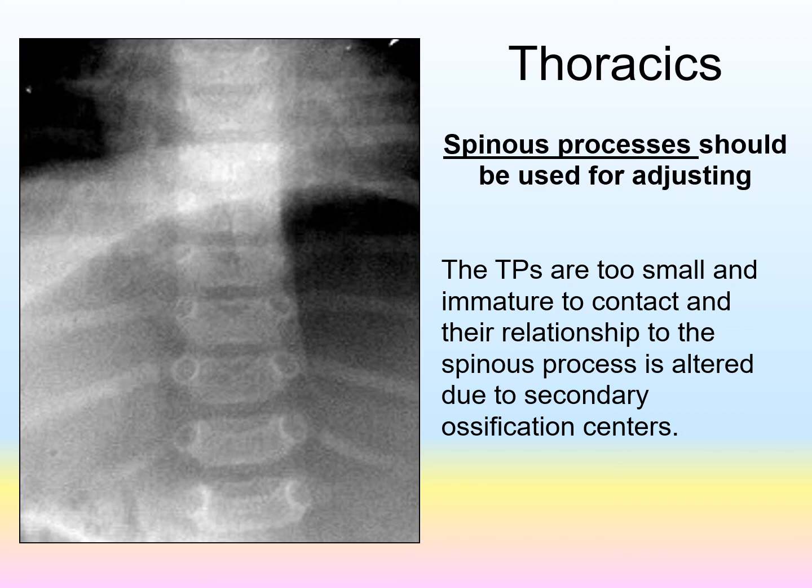And as you can see in this pediatric x-ray, you can't even visualize the transverse processes yet. So this is why we stay on the spinous processes. They're much more dense and they're much stronger than trying to get out in the TPs of the patient.